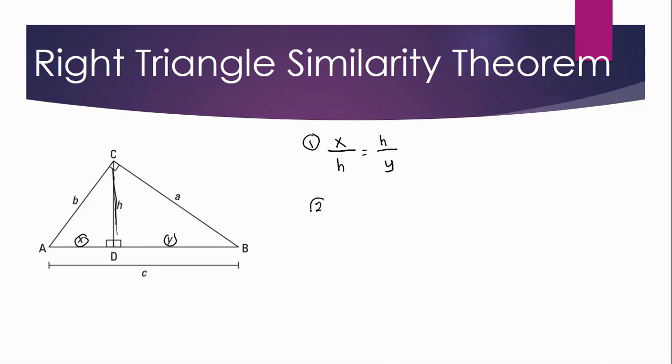Let us have the leg. Let us have leg B. So, each leg is the geometric mean. So, let's have the geometric mean B between what? Between the hypotenuse.